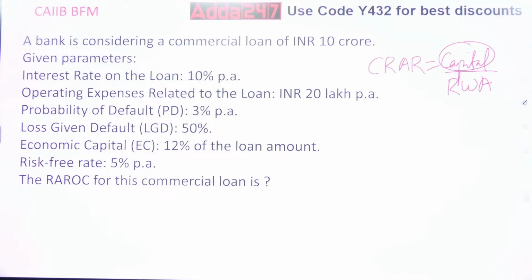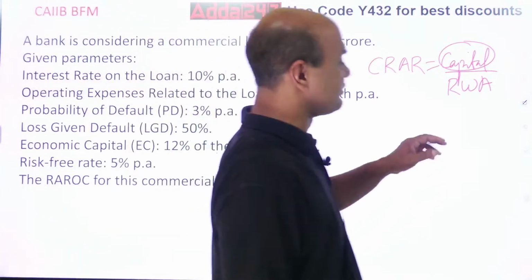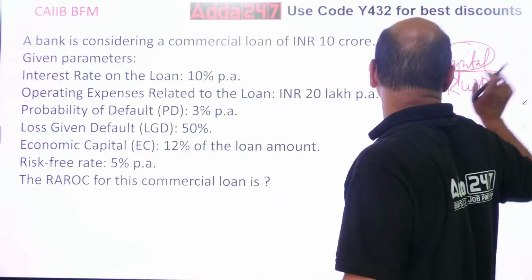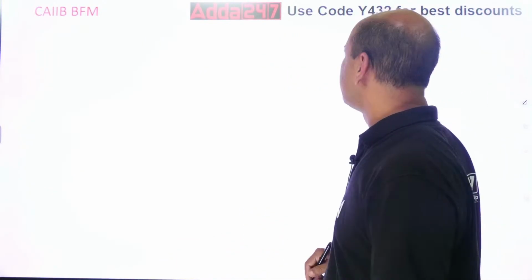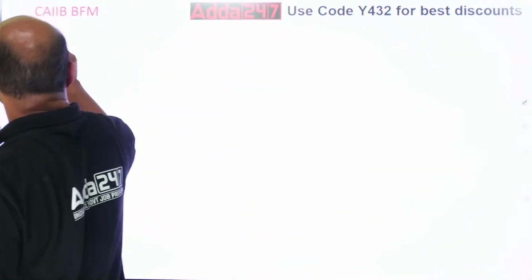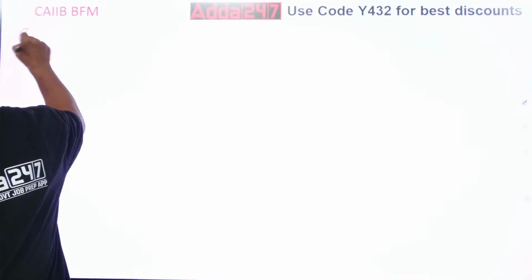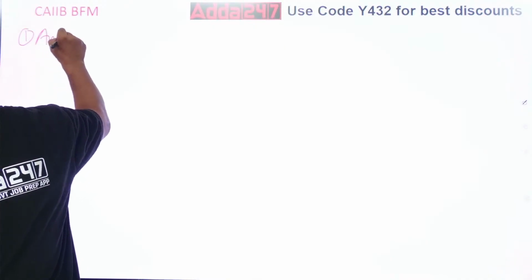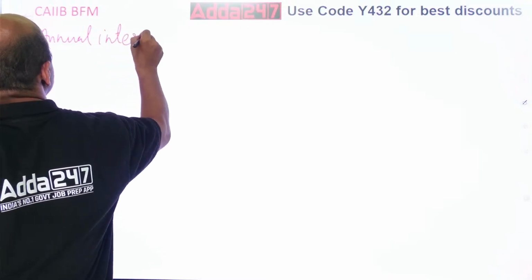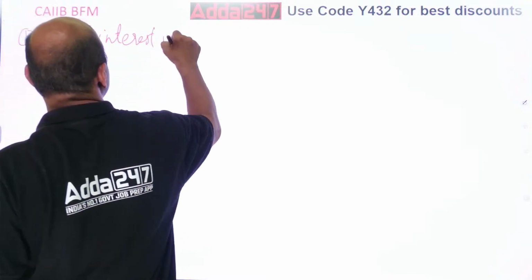First, I'll give you the steps. In total, there are 5 steps. First, calculate the annual interest income. Pay attention, everyone, this is a 5 marks case study. So first calculate the annual interest income.